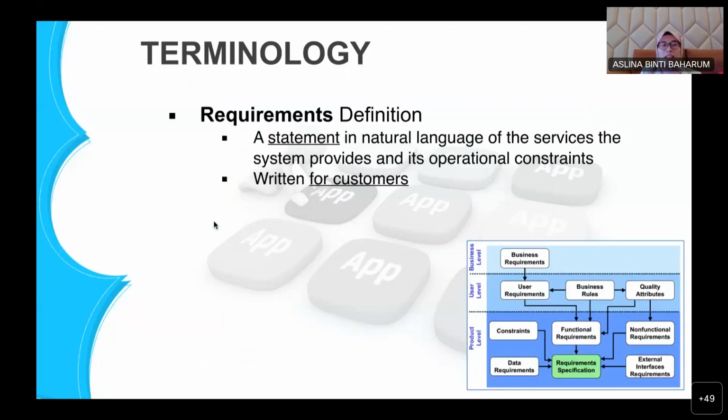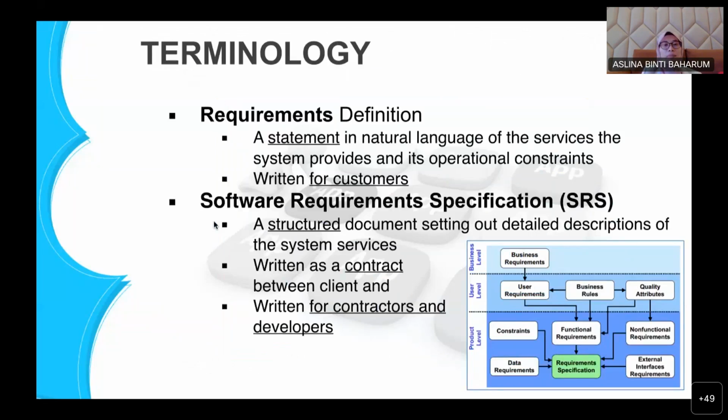Next, the terminology used in requirement engineering. First, requirement. Again, a requirement is defined by a statement, and the statement is written for the customer. Next, we have the software requirement specification, or in short SRS. This we will do in tutorial sessions: how we need to create software requirement specifications. So it's a structured document.